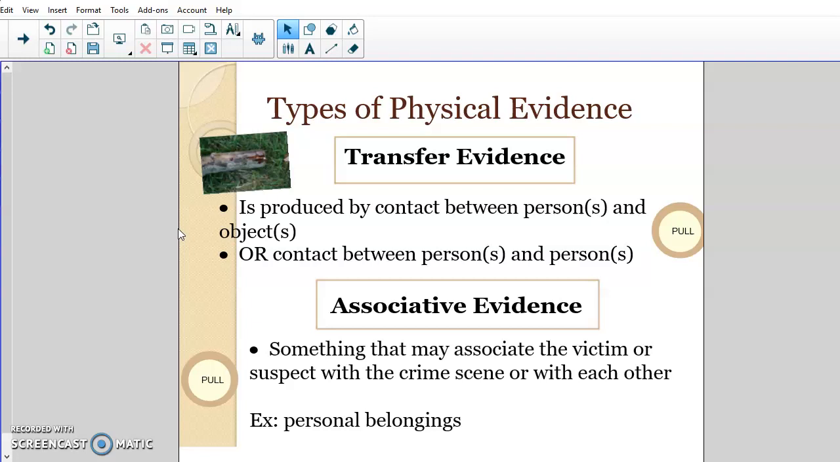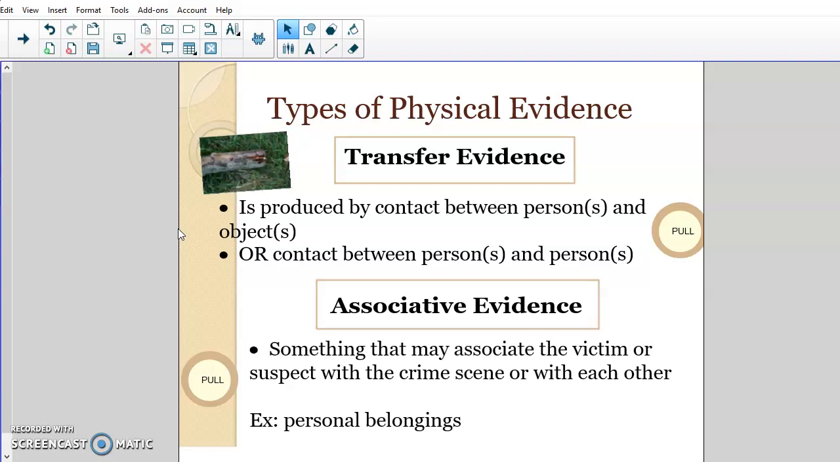It's something that will associate the victim or suspect with the crime scene or each other. That's like a very distinct thing. Okay, it's usually some type of personal belongings that can associate directly to that individual. It's not super common to find associative evidence, but it does happen, and when it does, it's super nice to have.